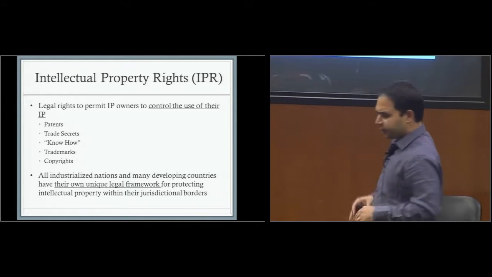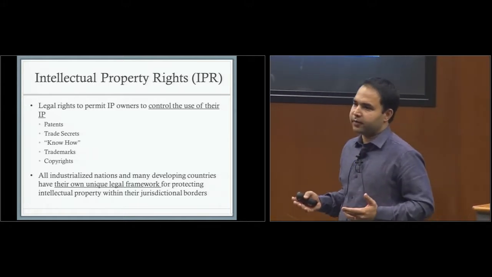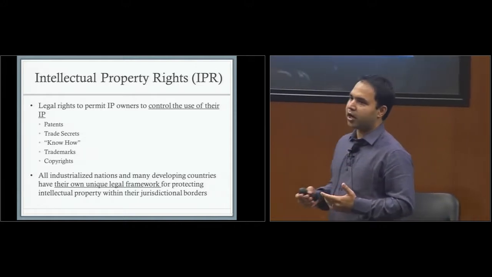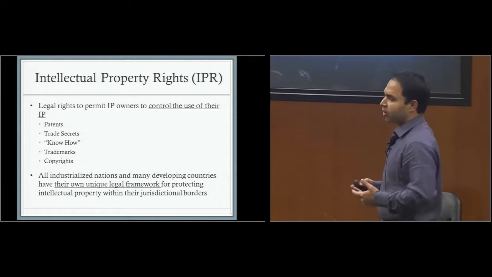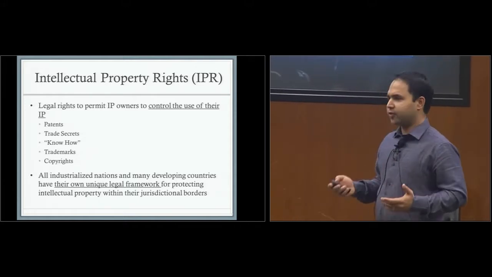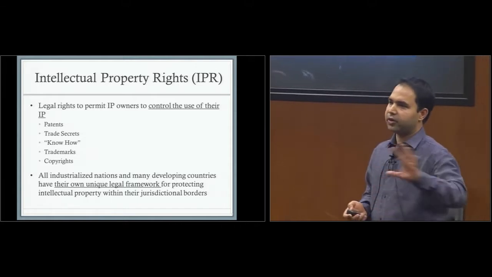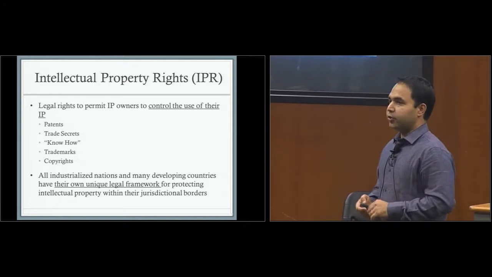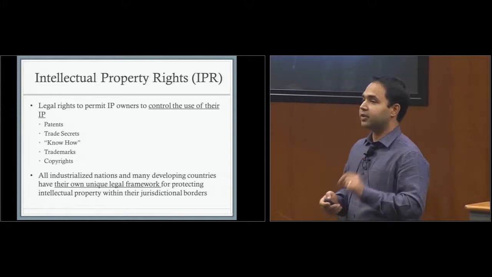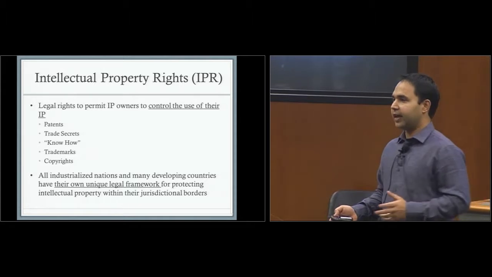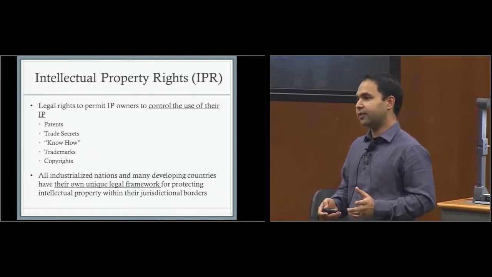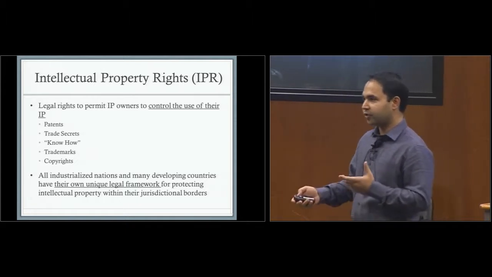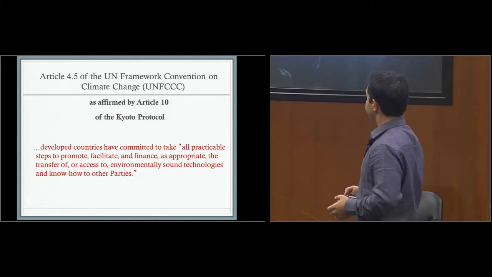There are a bunch of different types of intellectual property. Typically we think of patents, but we also have trademarks, know-how, trade secrets, and copyrights. All countries, certainly all the developed countries and most of the developing countries, have their own unique legal system. So that's very important. The IP system is not uniform, and they have had different time histories, different evolution trajectories in different countries, and that has a huge influence on how we think about the problem of technology flow.